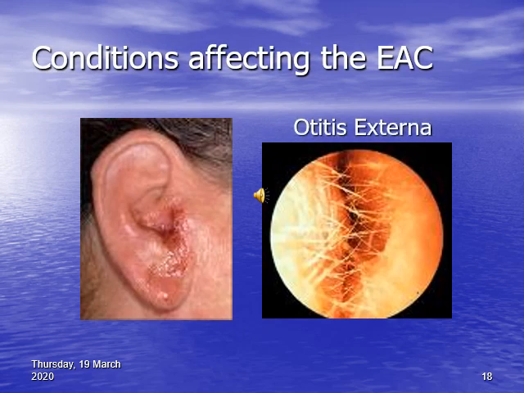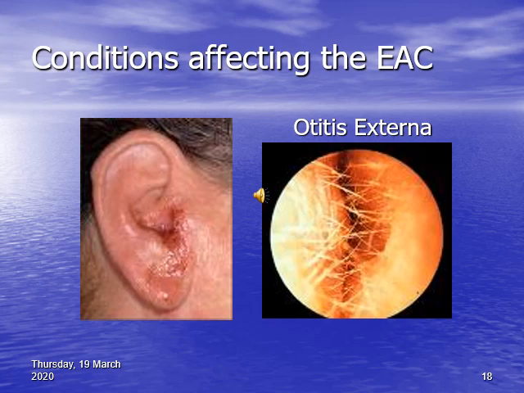The last topic to be discussed about the conditions affecting the external canal is infection. Infection and inflammation of the canal is named otitis externa. Otitis externa is either localized, when there is infection of the pilosebaceous units of the outer 1/3 of the canal, which we call furunculosis, or generalized otitis externa, where all the skin is involved.